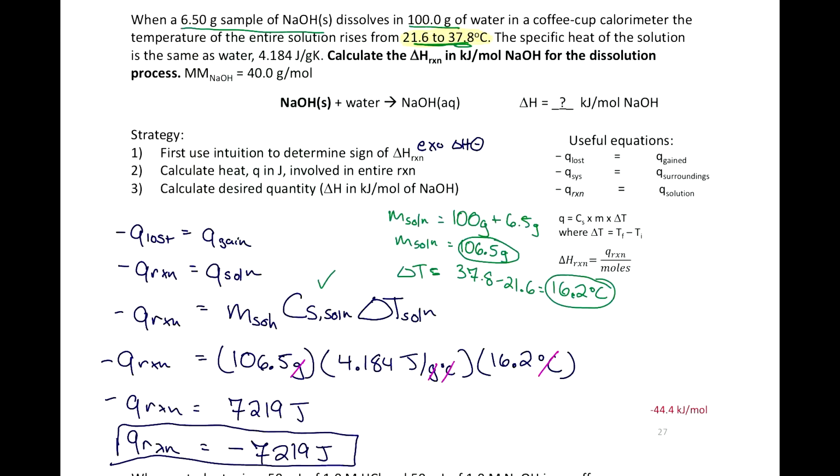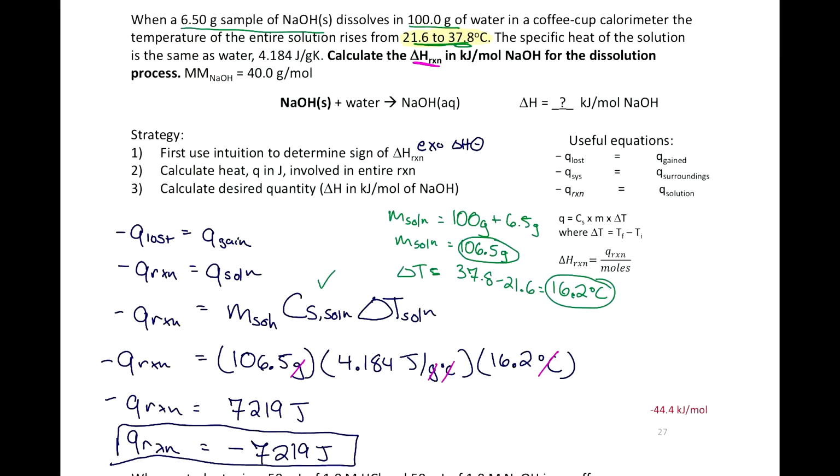So let's calculate a quantity so we can compare them, and that is calculating delta H. That's what the final question actually asks us to do: calculate delta H of this reaction in kilojoules per mole. So we're going to take this Q we just calculated and scale it to a mole amount. This is how much energy is released when reacting 6.5 grams. So let's figure out how much energy is released when we react a whole mole's worth of this substance.